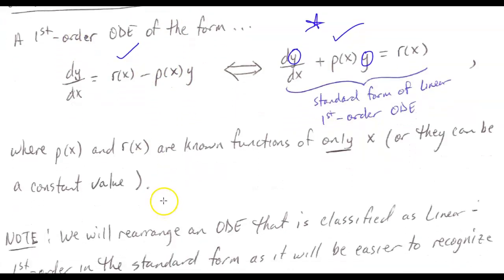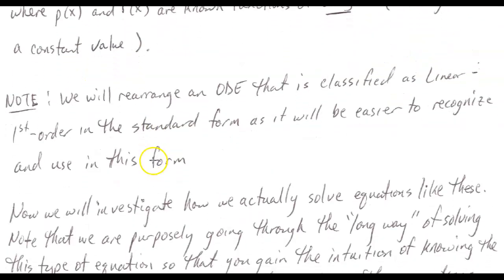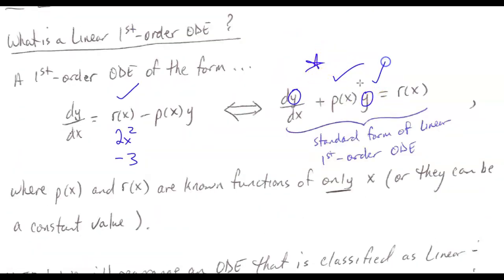Now, p of x and r of x will be known functions. So when we have our differential equation, you will know what p of x and r of x are. Your job will be just to recognize it, okay? And they are functions of only x, or they could be constant values. So we could have something like r of x could be 2x squared, or it could be something like -3, okay? Now, note we will rearrange an ODE that is classified as a linear first-order in standard form, as it will be easier for us to recognize and use it in this form. And so that's just me basically saying I prefer to use the second method here.